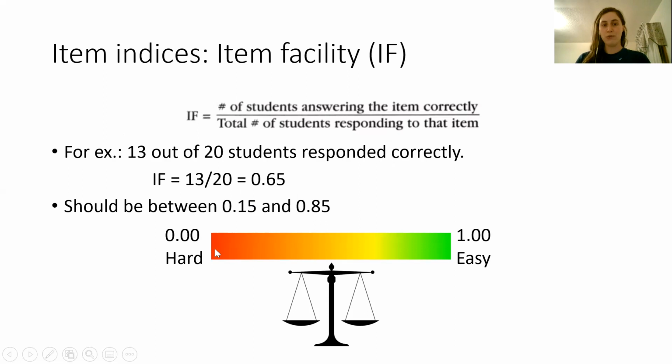Obviously, the lower it is, that means fewer students are getting it right, and the higher it is, more students are getting it right. So this is kind of a sweet spot so that it's challenging enough for the students that are excelling, and it's also easy enough that the students who are struggling can still get some right and have a boost of confidence.